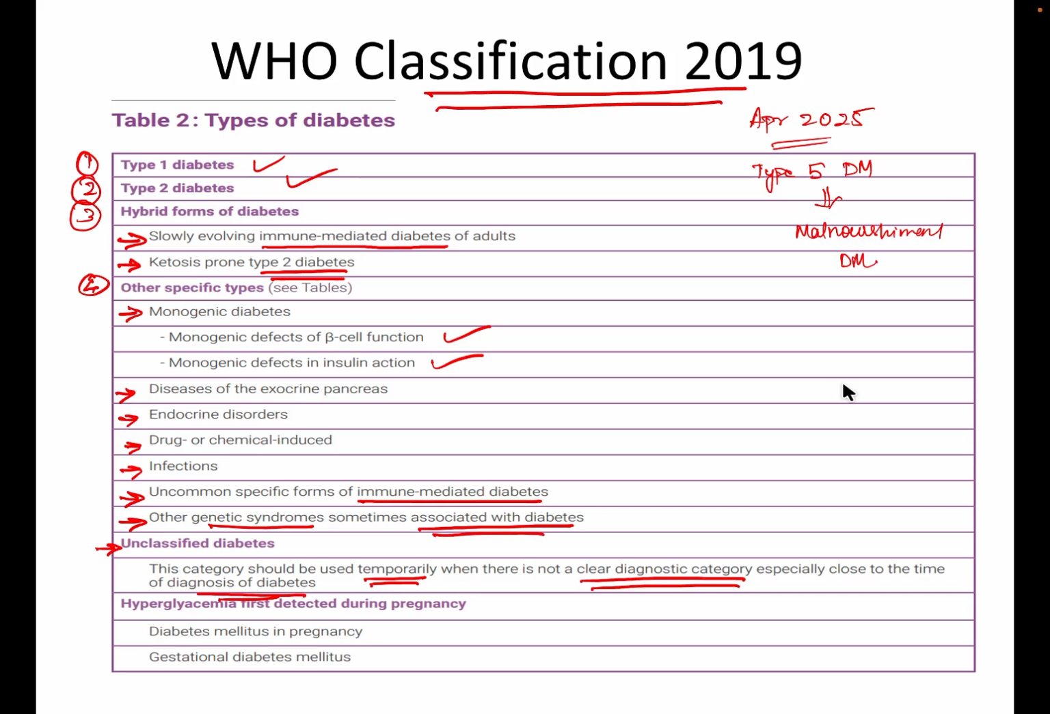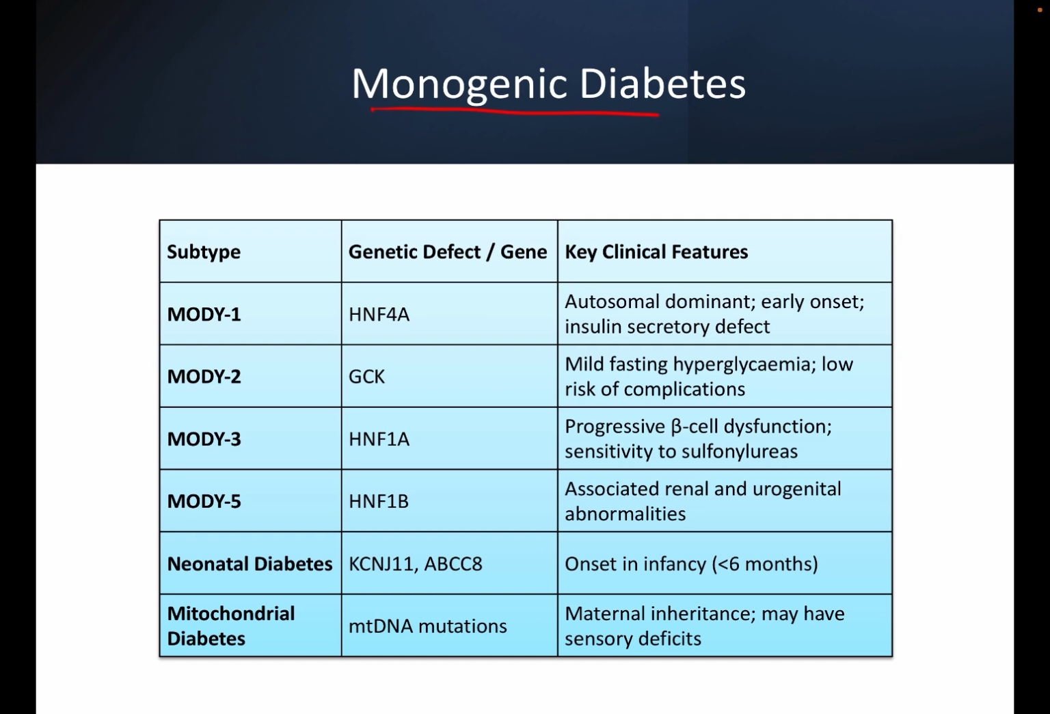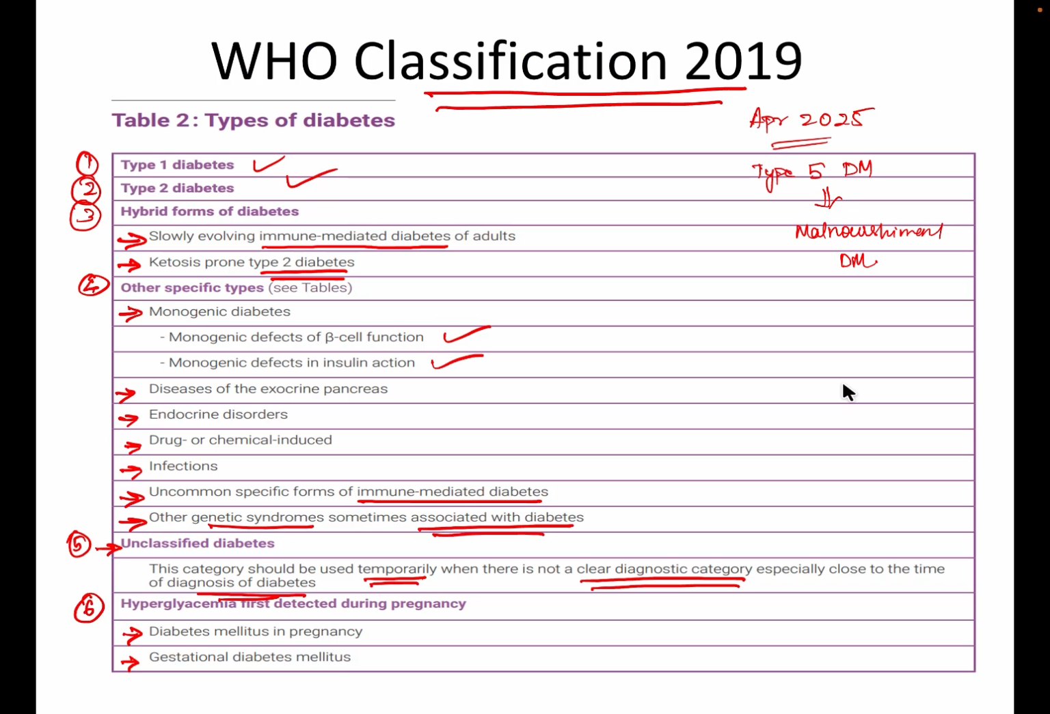Then hyperglycemia first detected during pregnancy, then diabetes mellitus in pregnancy, or gestational diabetes mellitus, depending upon the timing of diagnosis. So these are all the broad classifications of diabetes mellitus. Now we will go into one by one form. So coming to the monogenic diabetes mellitus, we will be discussing in detail regarding these things in the subsequent slides, which might not be very necessary, but it is good to know these things.